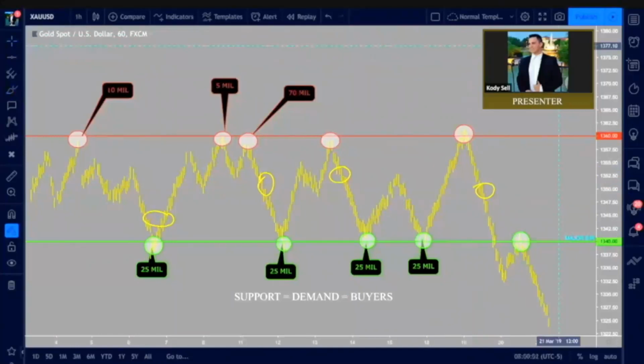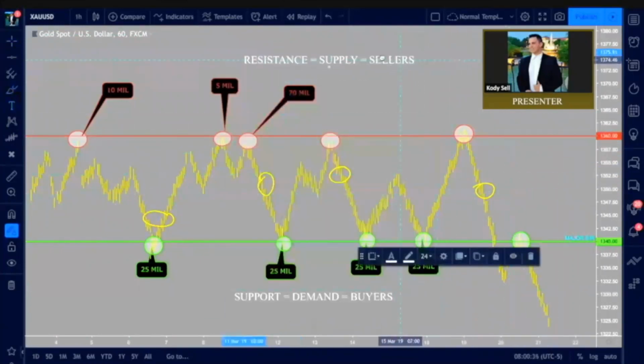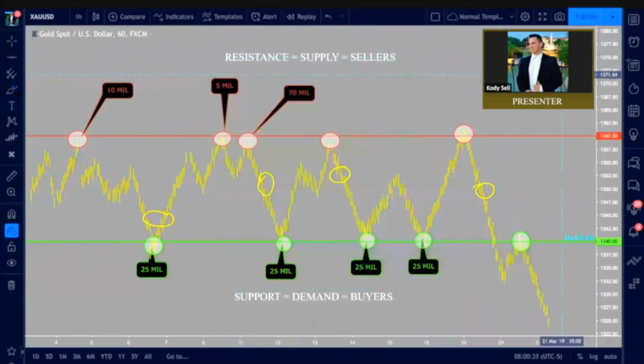where you too should be placing your trades. So up here we've got resistance equals supply, which equals sellers. This is important for you to remember, so take note. Resistance, supply, sellers. Support, demand, buyers. Supply, those are your sellers. Demand, those are your buyers. So price moves between support and resistance. Supply and demand is what creates that support and resistance.